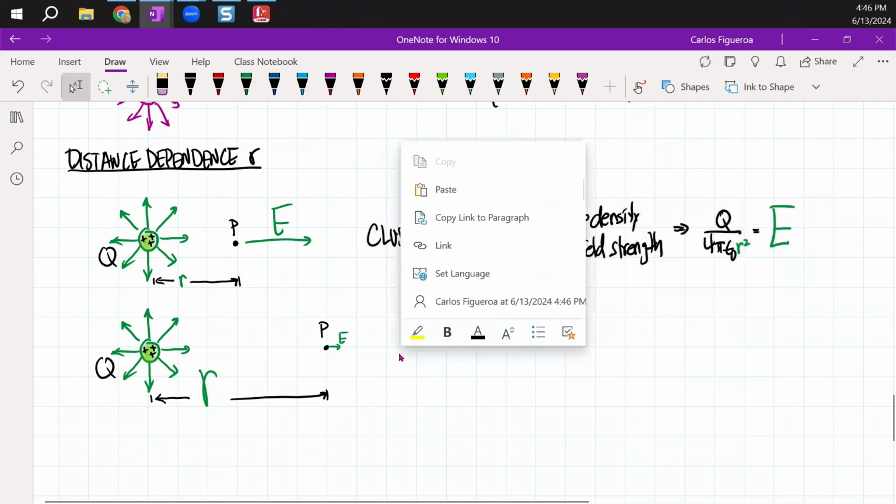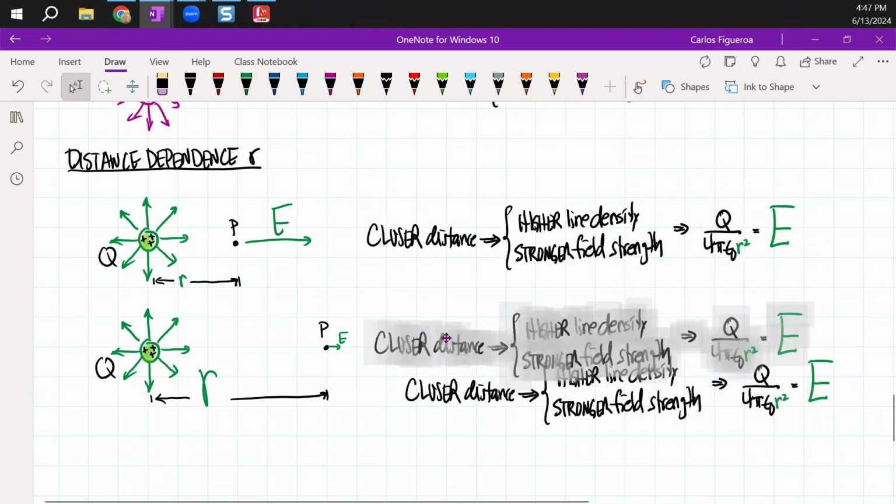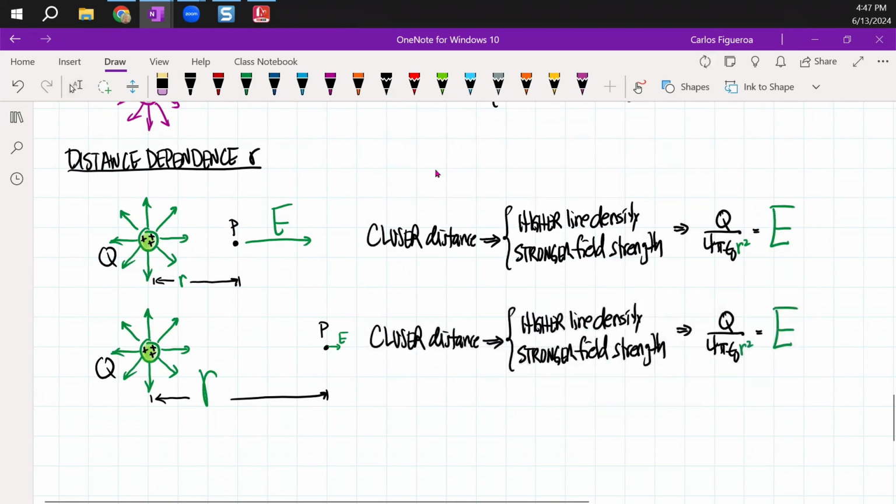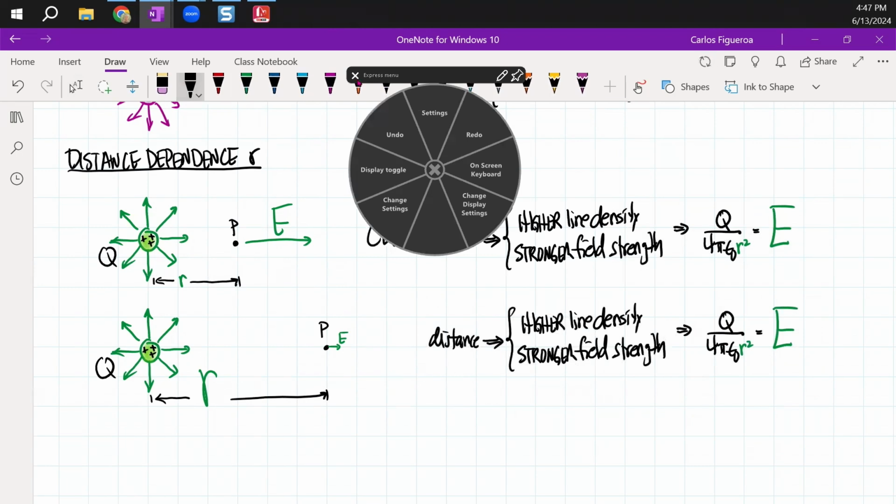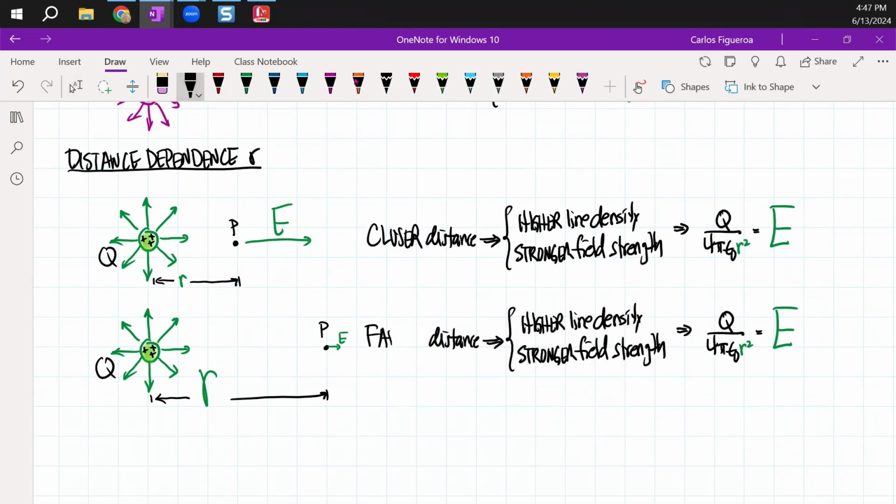So now if I just modify this just a tiny bit, I do the exact same thing. So it's not closer, it's now farther. And because it's farther, it has a lower line density, telling me that it's a weaker field. And the reason why is because now the distance is in the denominator, which gives me a smaller electric field.